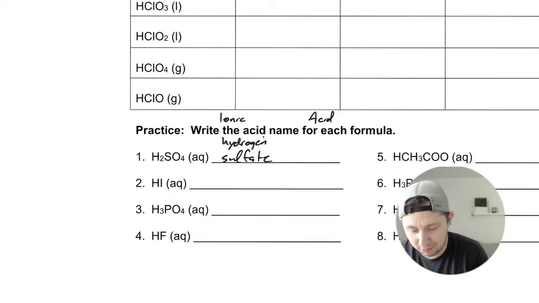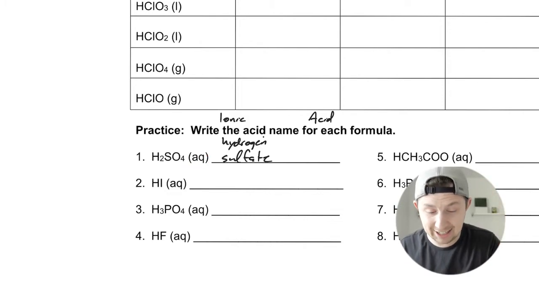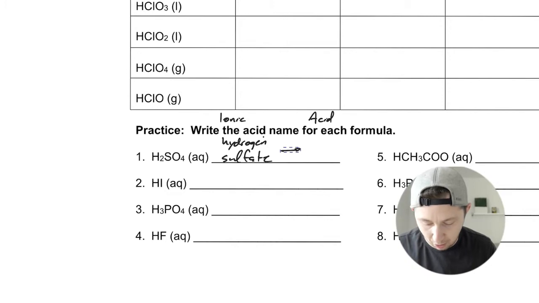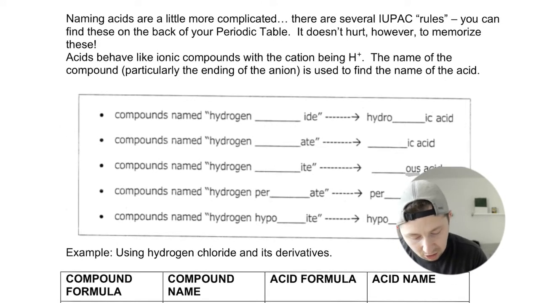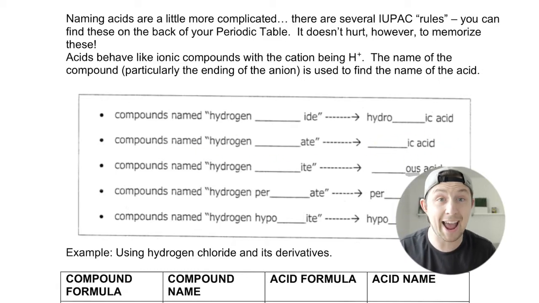Now, this would normally be fine, except for the fact that it is in aqueous form. And that aqueous form means that this is an acid. And so we need to convert this into its acid name. So it's hydrogen sulfate. I'm going to go up to my table. You've got this on the back of your data sheet, or at least a very similar one. And I see here, if something is called hydrogen blankate, it becomes blankic acid. So this is how I'm going to name my acid.